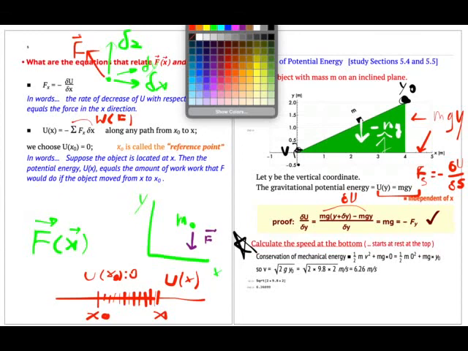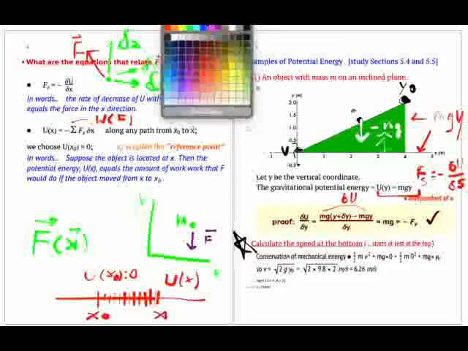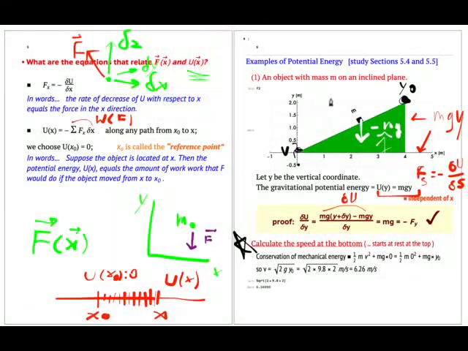Let's put this in orange. Here's the normal force. It's perpendicular to the surface. And there's no tangential force because that would be friction. But there has to be a normal force.